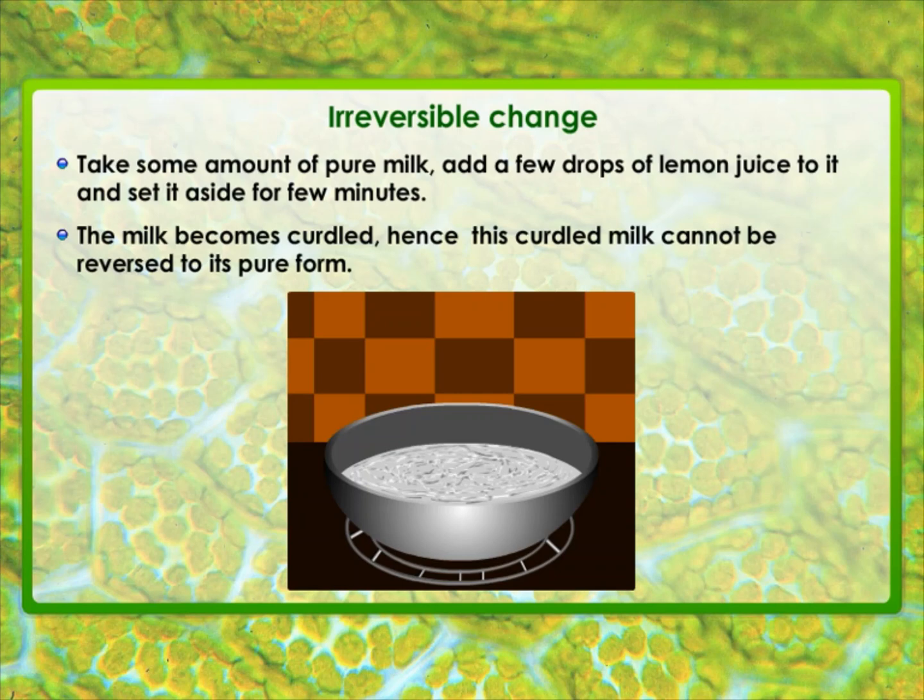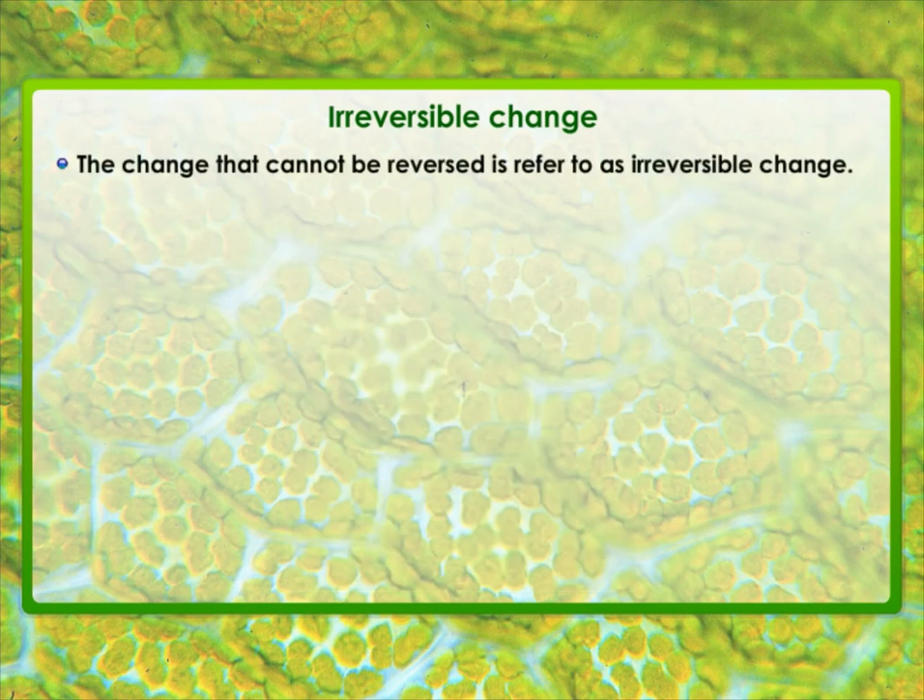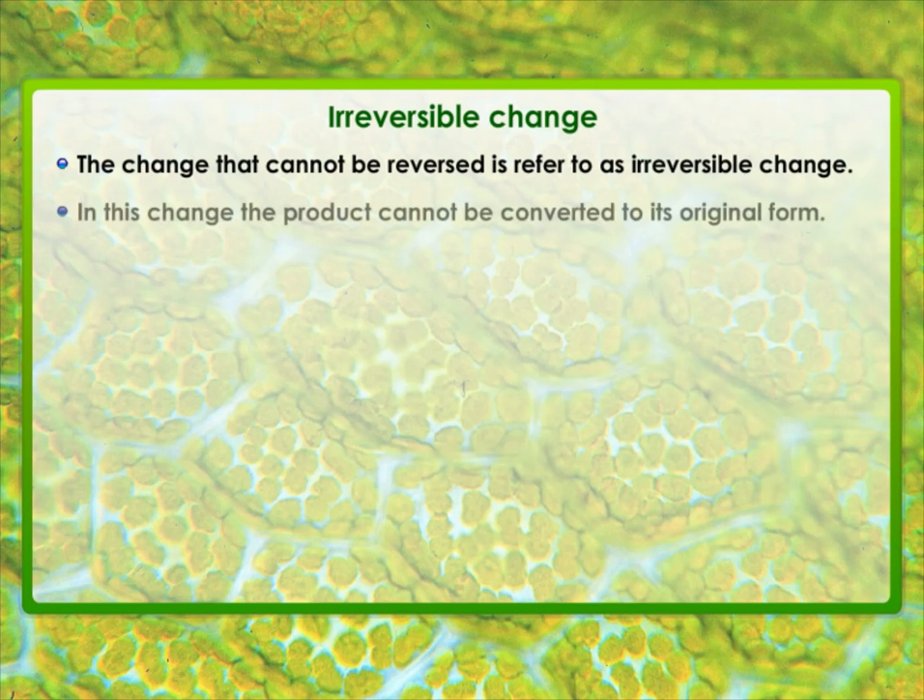From the examples, we define irreversible change as a change that cannot be reversed. In this change, the product cannot be converted to its original form.